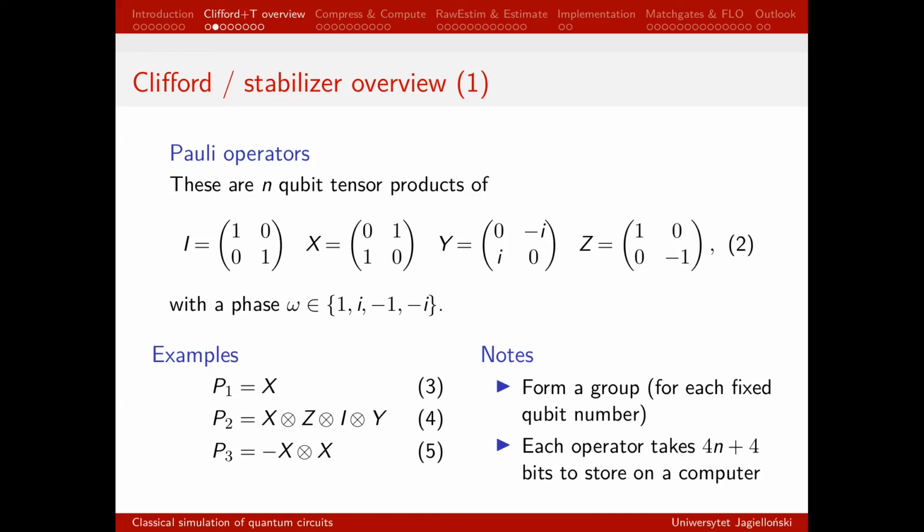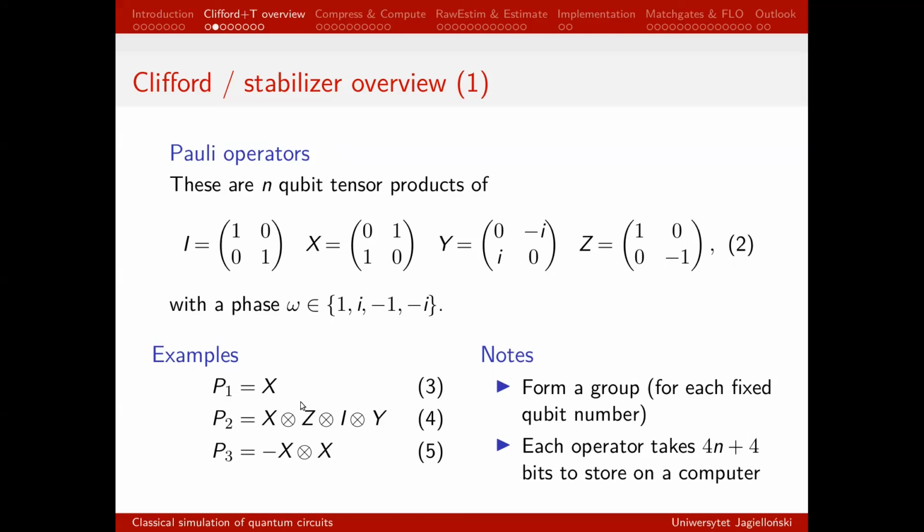So I define parity operators as strings, so tensor products of the one-qubit operators, with an optional phase at the front, which is 1, i, minus i, or minus 1. And these parity operators form a group. Because there's only 4 choices for each qubit, I can store it in 4n plus 2 bits. My mistake, 4 things you can do in 2 bits. In any case, you can store it in a polynomial amount of space on a classical computer, and that's what I care about.